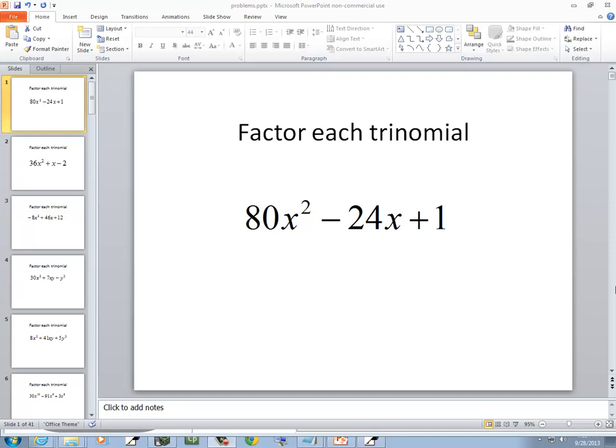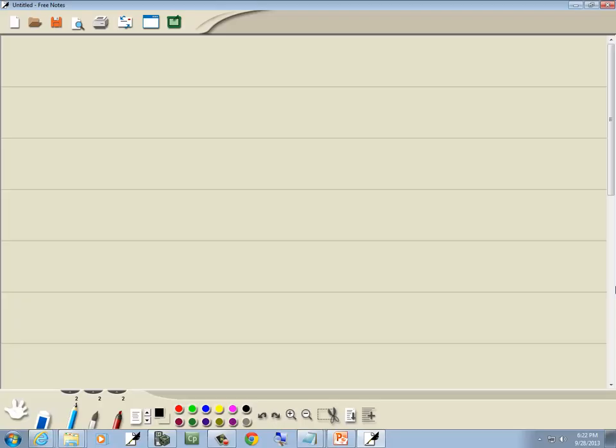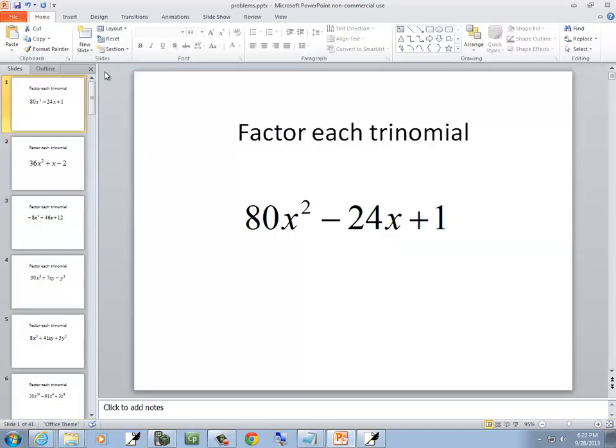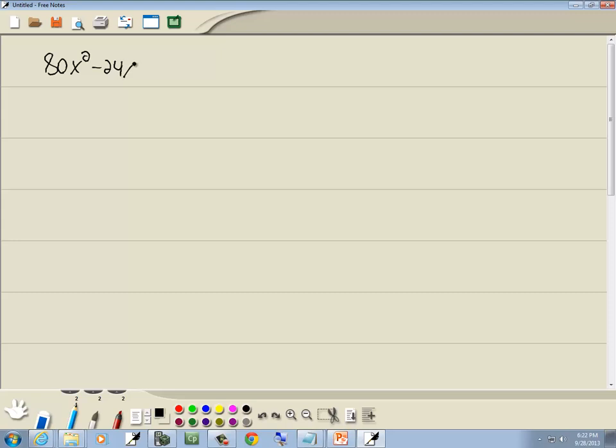The instructions here are to factor each trinomial. So we've got 80x squared minus 24x plus 1. Now our first method is GCF. These don't have anything in common. Next one's grouping, but that's for four or more terms. This is only three terms.